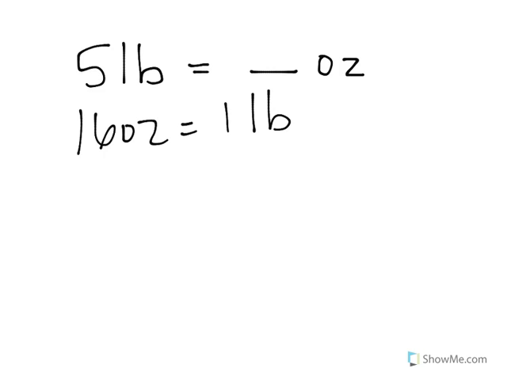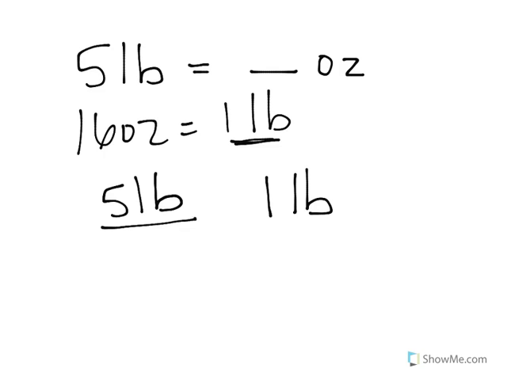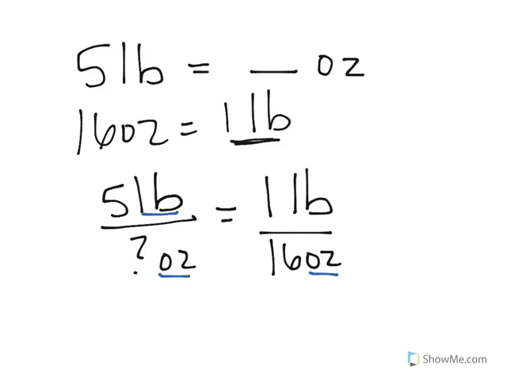Now I need to line up my measurements. So I'm going to put 5 pounds here. Then I'm going to put the 1 pound from right here and line it up, 1 pound. We're going to say 5 pounds in question mark ounces equals 1 pound in 16 ounces. Notice that my ounces are lined up and my pounds are lined up. So 5 pounds in how many ounces equals 1 pound in 16 ounces.